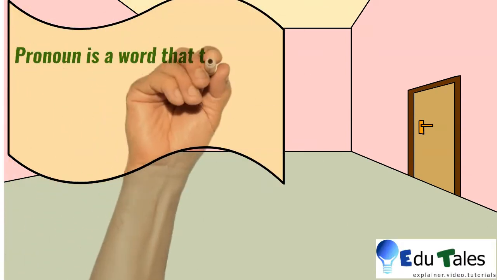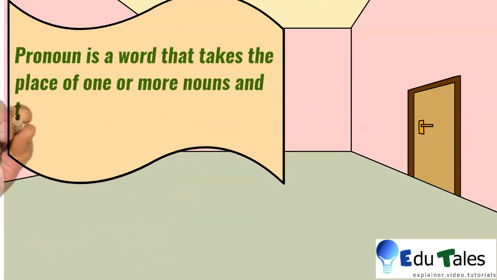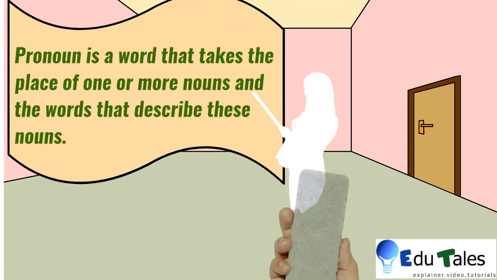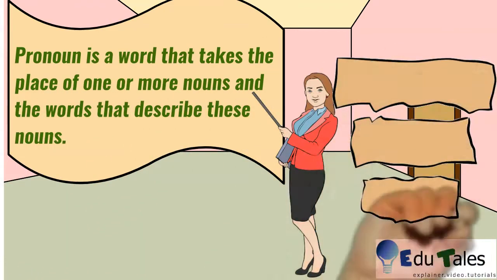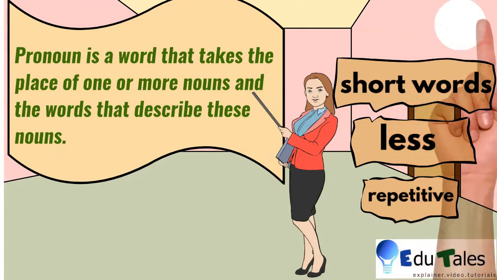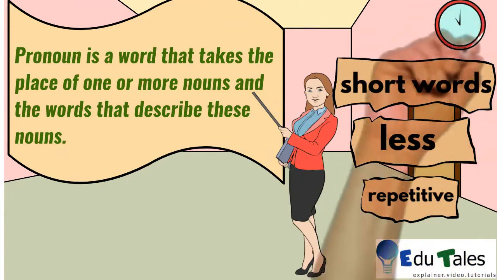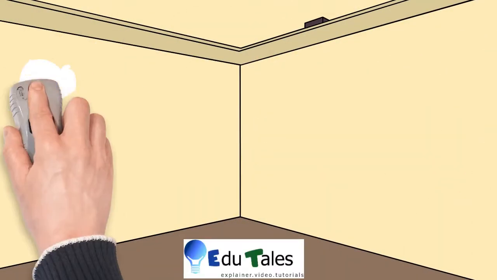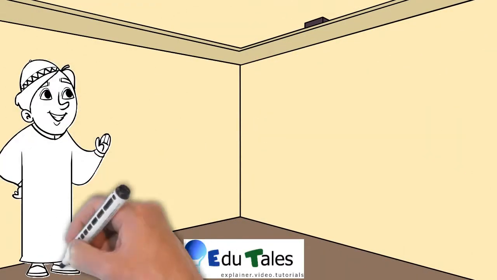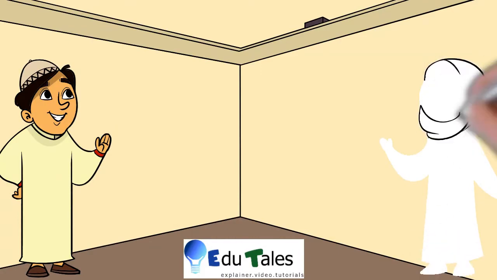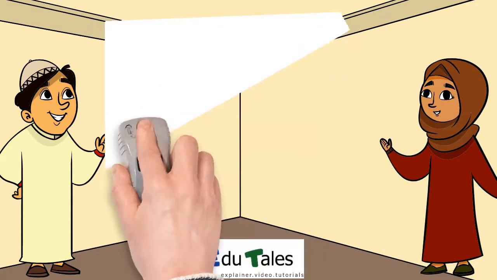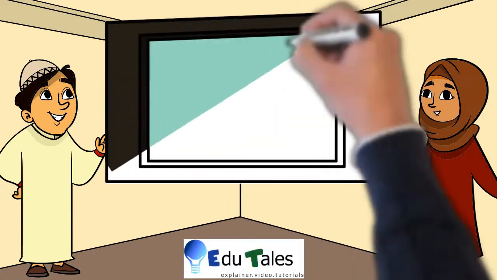A pronoun is a word that takes the place of one or more nouns and the words that describe these nouns. They are usually short words and are used to make sentences less repetitive. For instance, if you are telling a story about your sister Lily, the story will begin to sound repetitive if you keep repeating Lily over and over again.